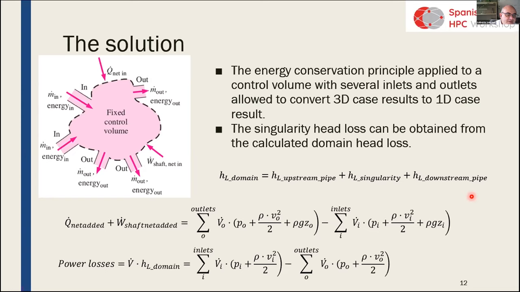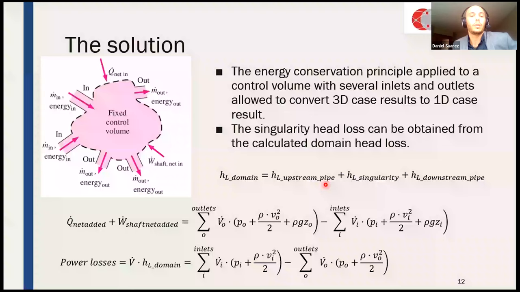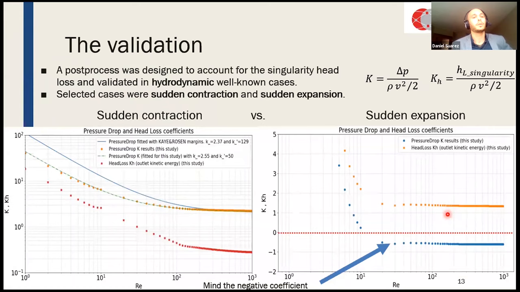With this point of view, we could analyze the energy, the power loss on the domain, so the head loss of the domain. Knowing the fully developed head losses on the upstream and downstream pipe, we could obtain the head loss of the singularity, okay? We validated this approach with well-known hydrodynamic cases such as sudden contractions and expansions, and we found out, for example, that a pressure drop in an expansion, as we said, could be negative because it gains pressure somehow, but the head loss in this same scenario stays positive, so results were well validated.